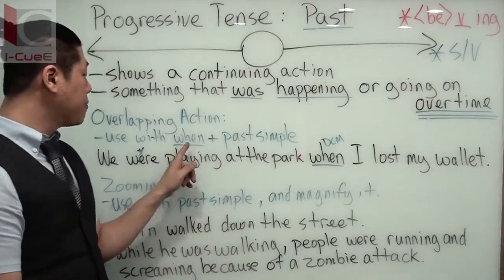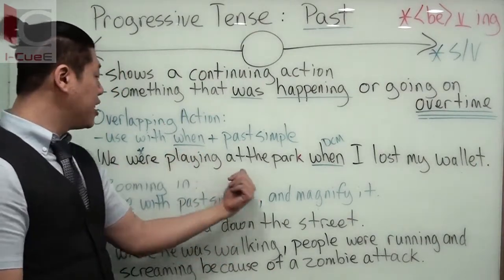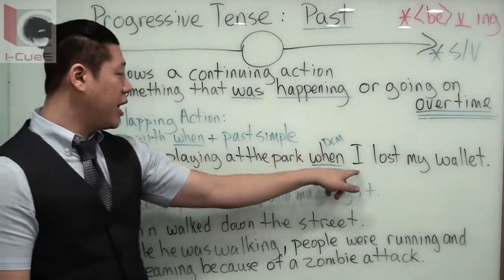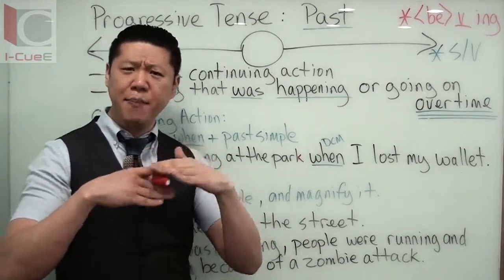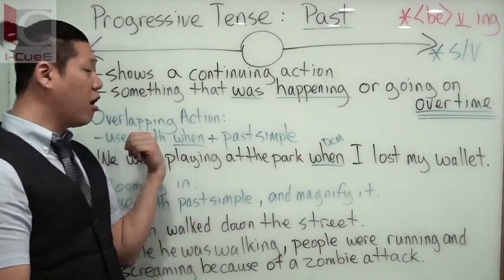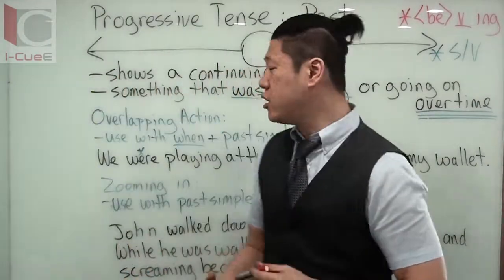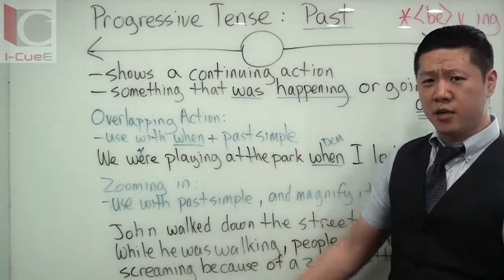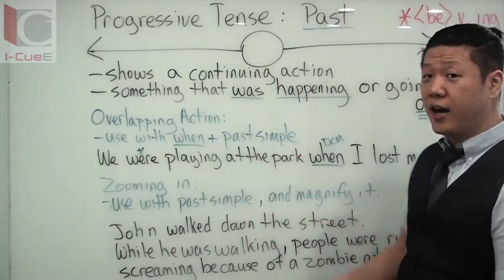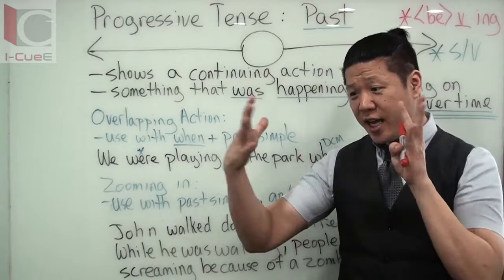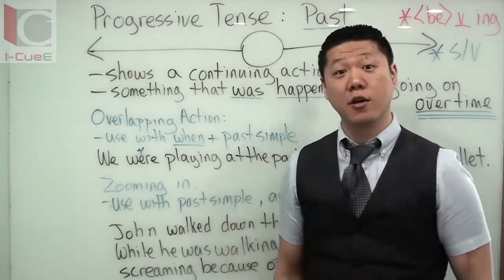But you could add when, we were playing at the park, when, DCM, I lost my wallet. So these things happened around the same time. They are overlapping. That's one way you could use this. Another way you could use it is if you're going to zoom in or to magnify. So zooming in means that you're just taking something and looking closer at it, okay?